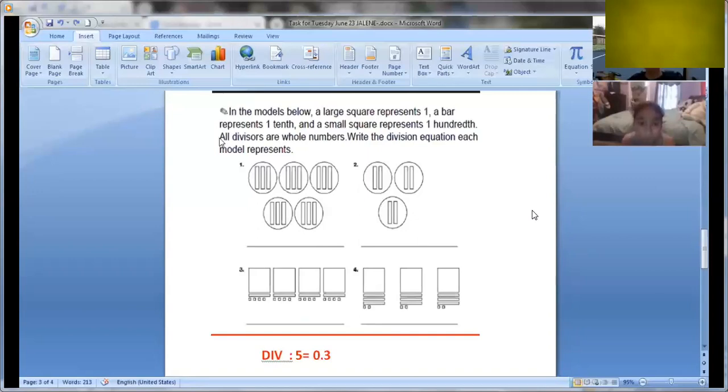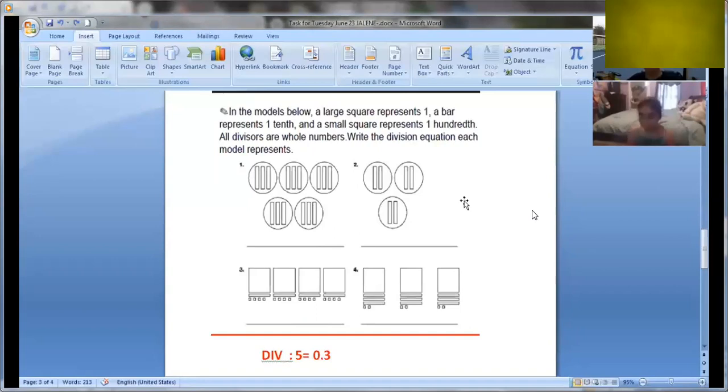All divisors are whole numbers. Write the division equation each model represents. So you're going to write a division number sentence, not an addition or a multiplication, because you can use this model for addition and multiplication, but you're going to write for division.